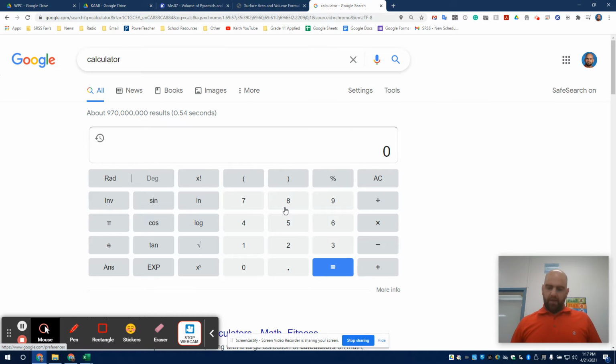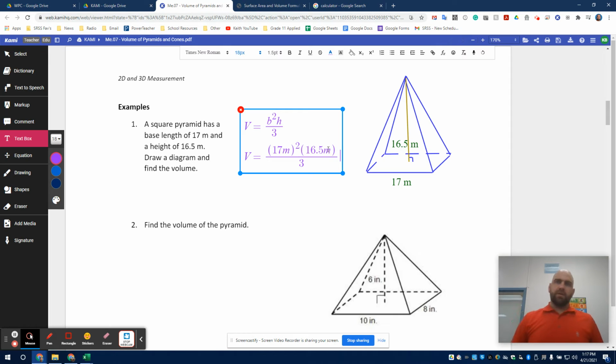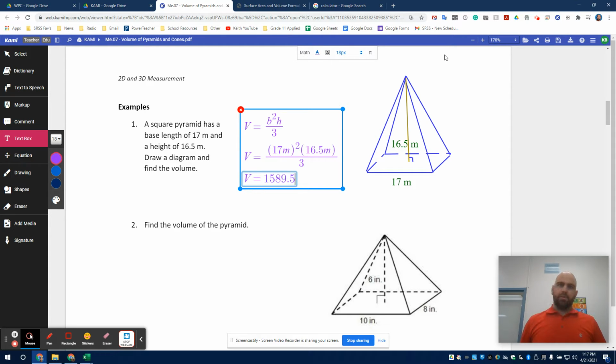Now, on your calculators, and here's mine, I'm going to do 17 squared, and that is here to the power of 2, times 16.5. Now, notice the squared is only on the 17, not on 16.5. And then we're going to divide that all by 3. And we're going to get 1,589.5. Sorry, that's not an area, that is a volume. The volume is equal to 1,589.5 meters cubed. Again, that's the volume, so we do our units cubed. So volume is the base area, 17 squared, times the height divided by 3.